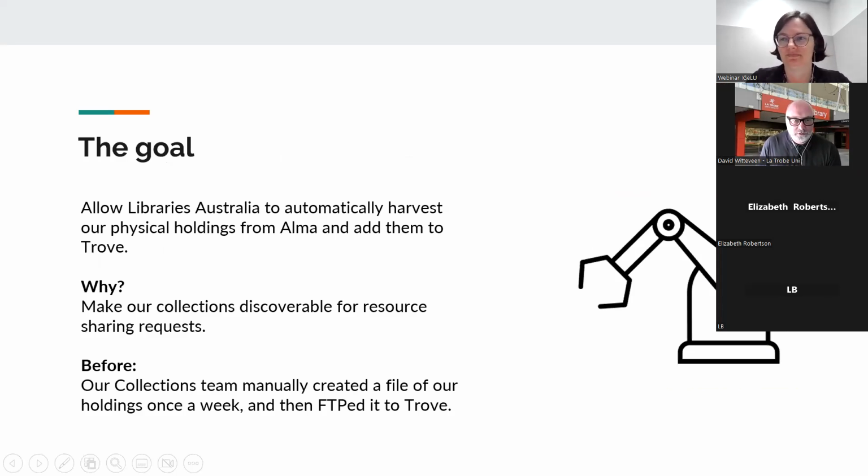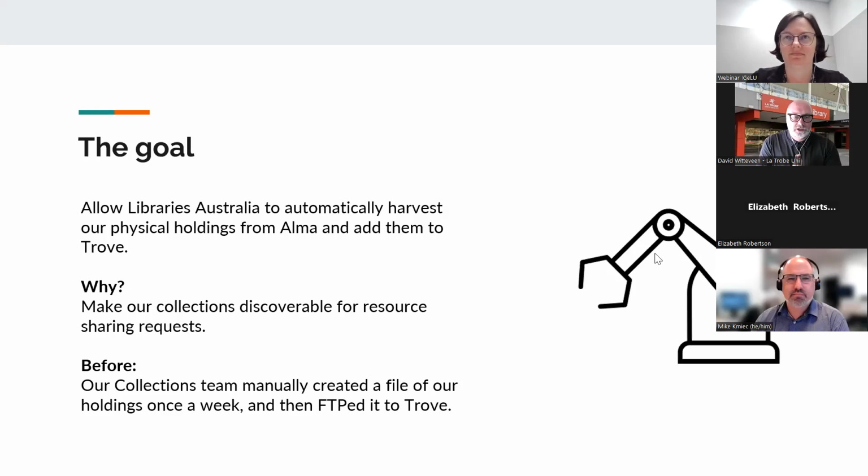So very quickly, the goal was to get Libraries Australia to automatically harvest our physical holdings from Alma and add them to Trove. We wanted to do that so that people could search in Trove, see that we had a holding there, and request it through resource sharing. Before we set up OAI-PMH, we were doing that manually. Our collections team were creating a big FTP file once a week and FTPing it up to Trove. So we wanted to automate that part of the process.